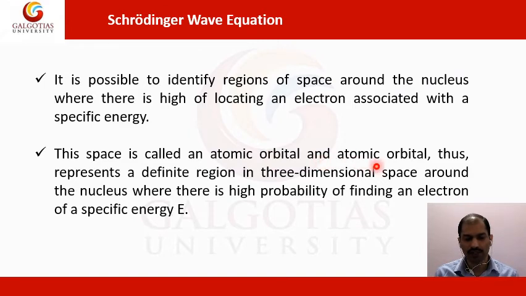An atomic orbital thus represents a definite region in three-dimensional space around the nucleus where there is a high probability of finding an electron of specific energy, because each electron, where the probability of finding it is high, has some specific energy. In the case of an s orbital, which is spherical in shape, there is equal probability of finding the electrons. But in the case of a p orbital, there is a radial node, and at the nodal point the probability of finding the electron is almost zero, or negligible.